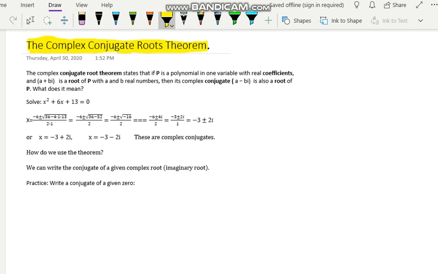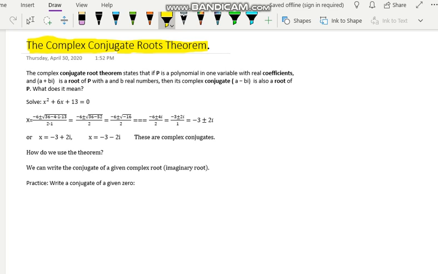The complex conjugate root theorem states that if we have a polynomial in one variable and a plus bi is a root, then its complex conjugate, a minus bi, is also a root.